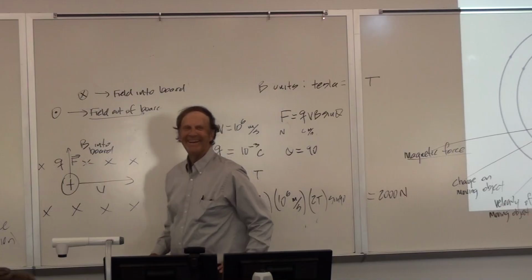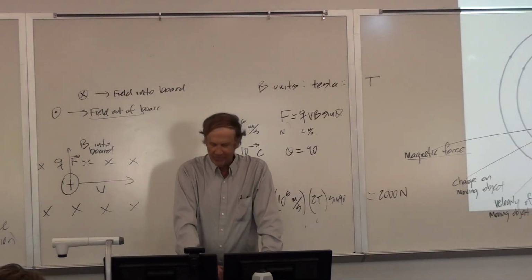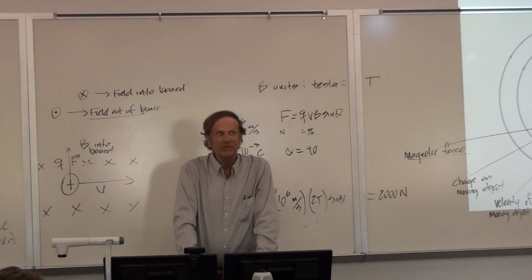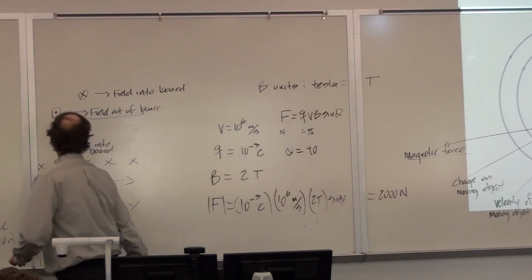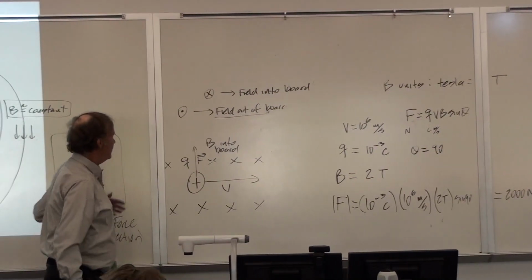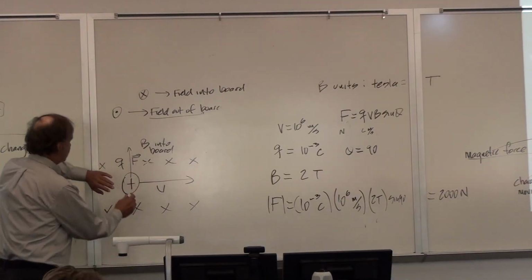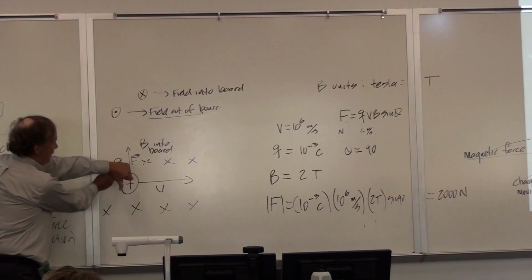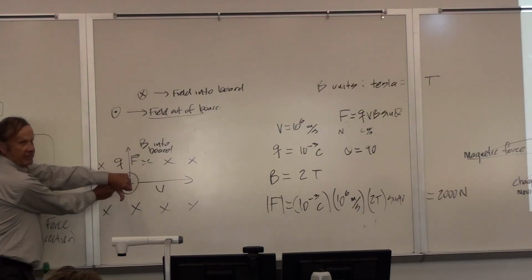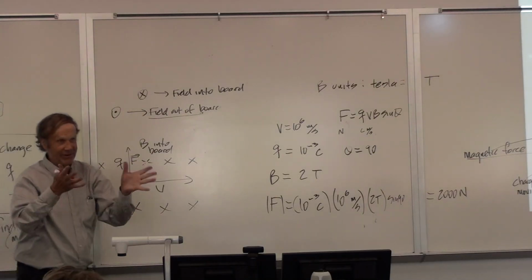Or, and I'm not recommending this, you can use your left hand. Use your left hand, then you can do Q, v cross B, like this. Here's your B, and then you get a force that's down. Use your left hand, because your left hand is the mirror image of your right hand.